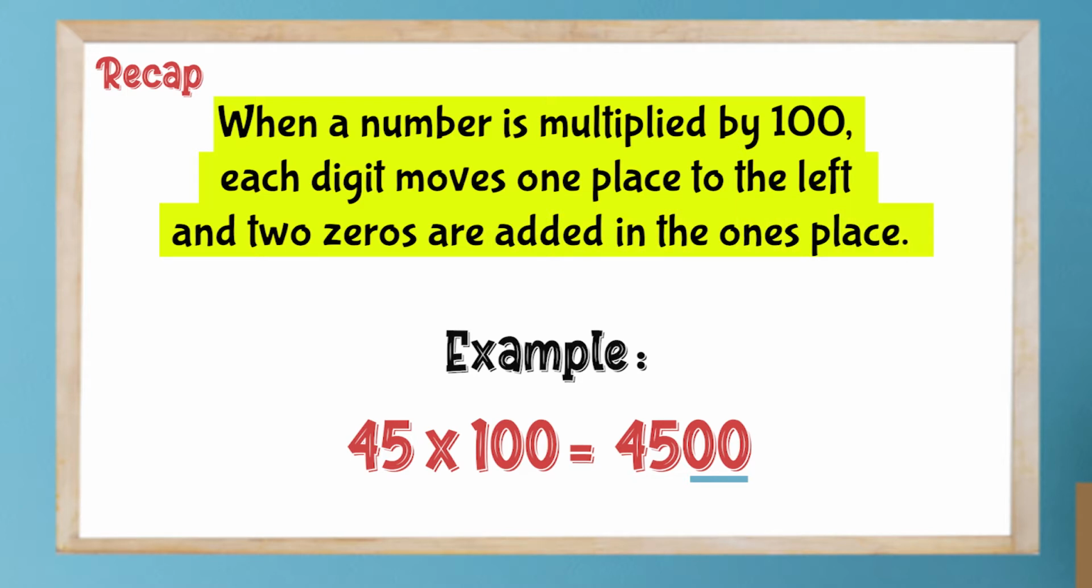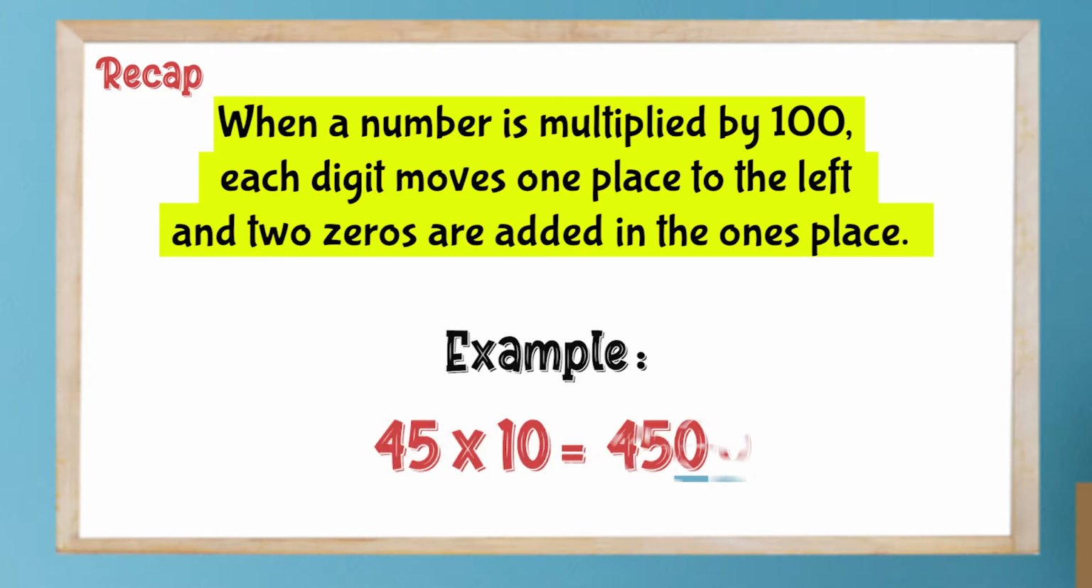Boys and girls, are you seeing the pattern in these examples? So, for 10, it's 1 zero we're adding. For 100, we're adding 2 zeros.